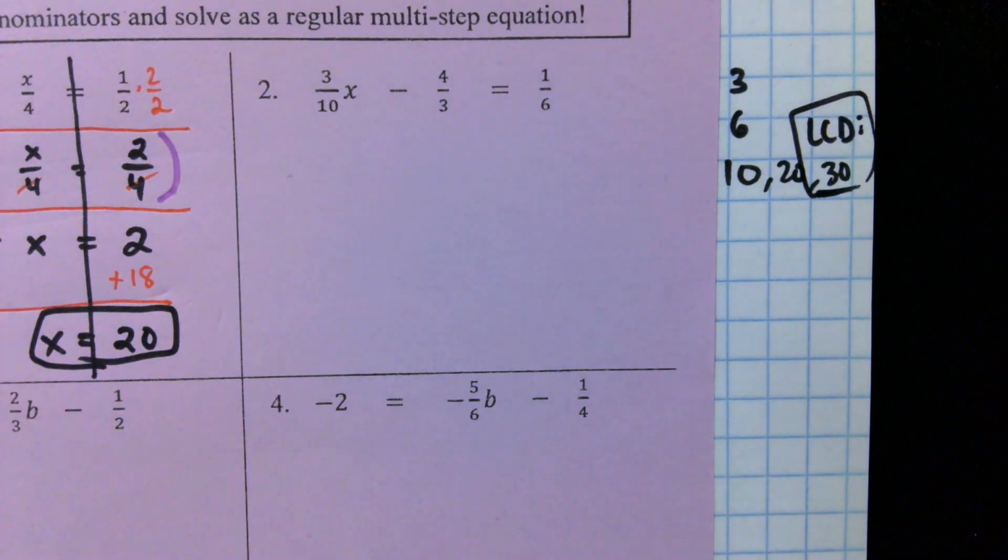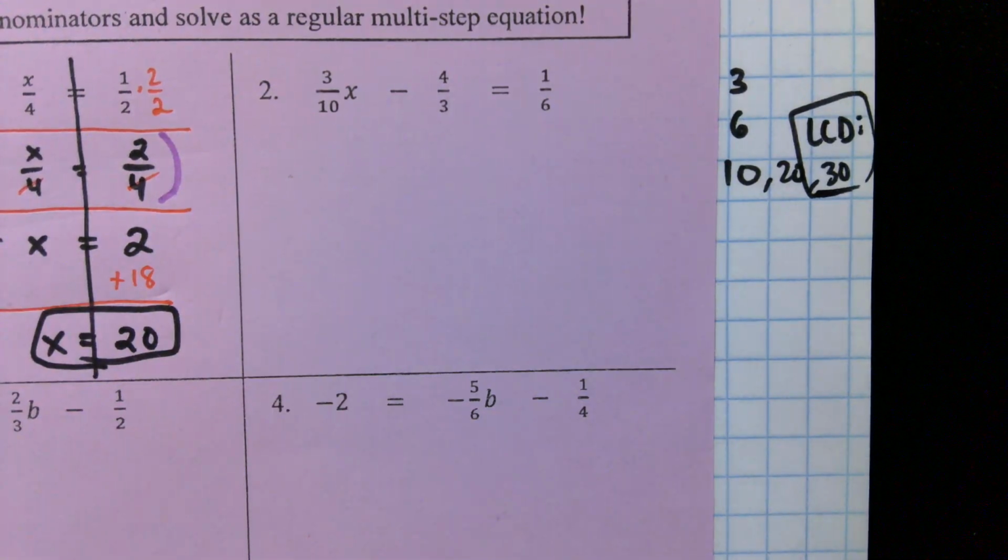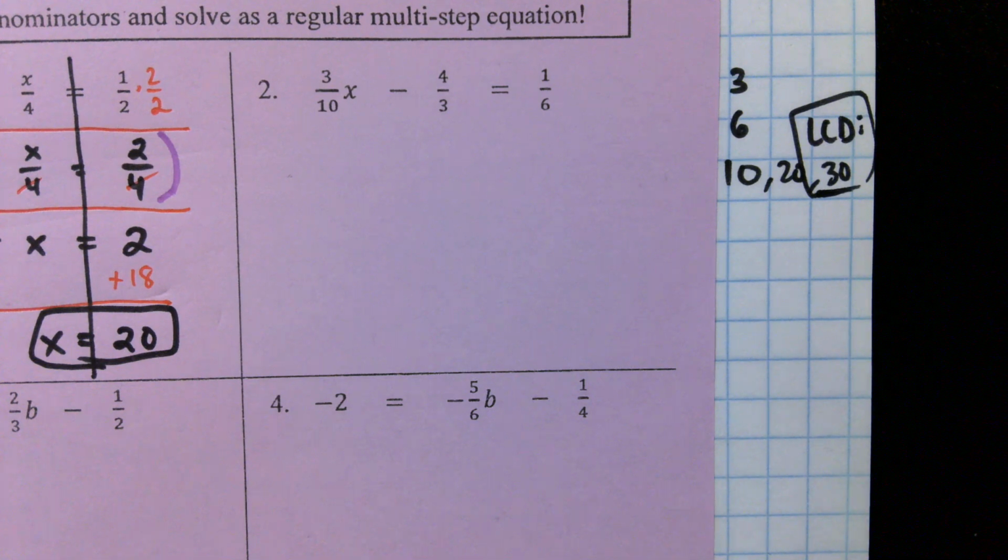Right? If I wrote out my multiples for 3, it would take me forever to get to 30. 3, 6, 9, 12, 15, 18, 21. I still haven't gotten there. So to save us some time, just focus on the largest denominator and then guess and check your smaller denominators against those multiples. Does that make sense?